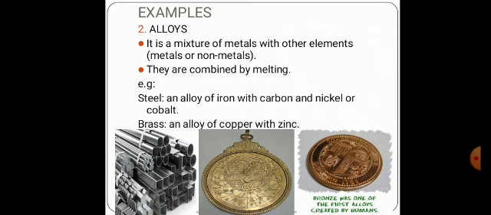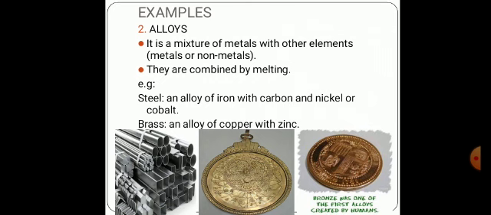Another example is the alloys. What are the alloys? An alloy is a mixture of metals with other metals, or with other elements like non-metals. They are combined by melting. For example, steel is an alloy. How is steel formed? Steel is an alloy of iron with carbon and nickel or cobalt. Means that steel is a mixture of iron with carbon and nickel or cobalt.